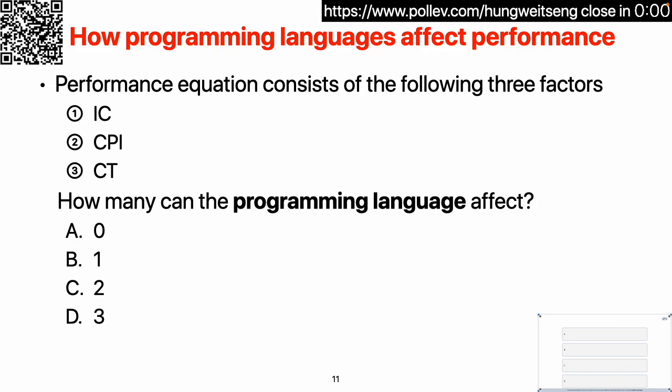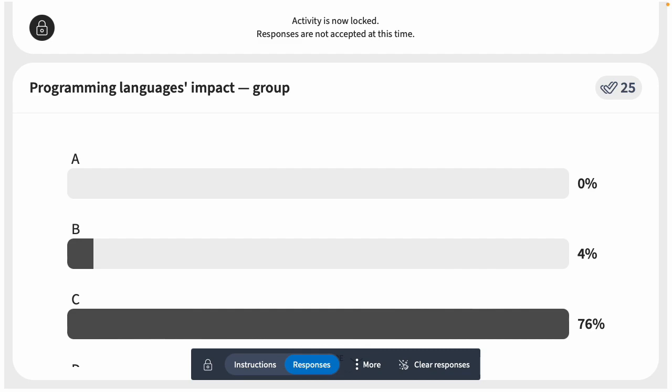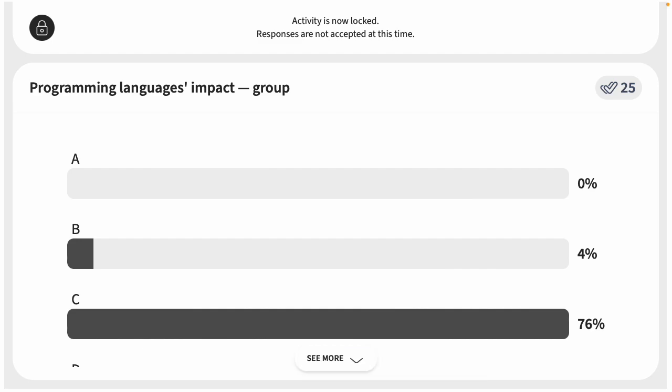All right, so let's see. After discussion, 76% of you think it's C, right? I would say that's the violence of democracy, because you feel like, okay, the majority voted C, so I should vote C, even though I don't know what the C really means, right? So what do you think the C means here? What's the meaning of C here?